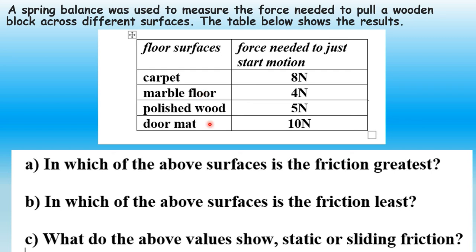What do the above values show, static or sliding friction? How do we know that? Static friction is the friction when the objects are in a state of rest. Okay, so here it is given force needed to just start motion, which means it is the static friction. Once it starts moving, static friction will be changed into sliding friction.